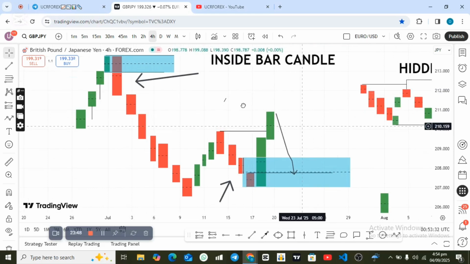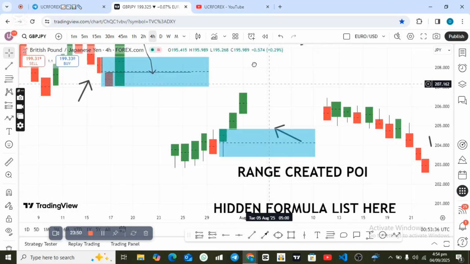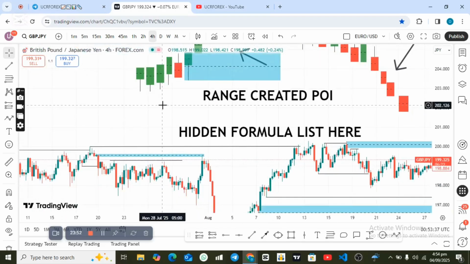So now let's talk about the confluence, or maybe the hidden formula. Let me list all of them, the things you have to look out for this time around. Concentrate, my friend. Even if it is possible, write it down. When you go to the chart, look at these things.